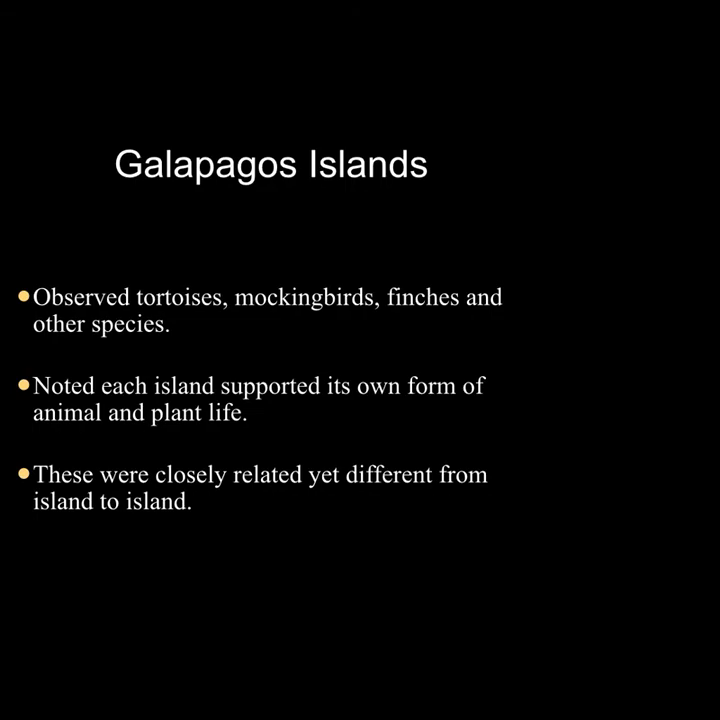The Galapagos Islands, about 600 miles off the coast of Ecuador, they stopped there, and there were many islands, and he observed these tortoises, mockingbirds, finches, aquatic iguanas, which occur nowhere else in the world. Each island supported its own slightly different version, because each island had a slightly different environment. They were closely related yet different from island to island. And he also made the link that some of these animals were closely related but becoming more different than some of the similar species from the continent.